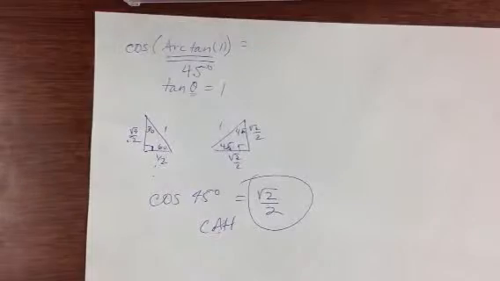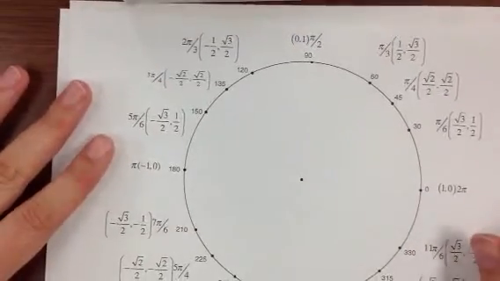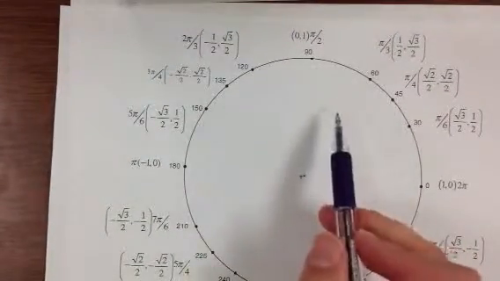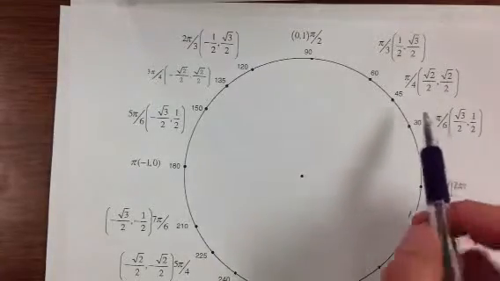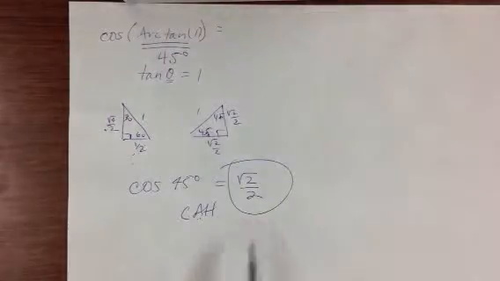And I could also check on my unit circle. Cosine of 45. Remember, for cosine, I'm using the top two quadrants. Cosine of 45 degrees is square root of 2 over 2, and that's my answer. You can look at another example.